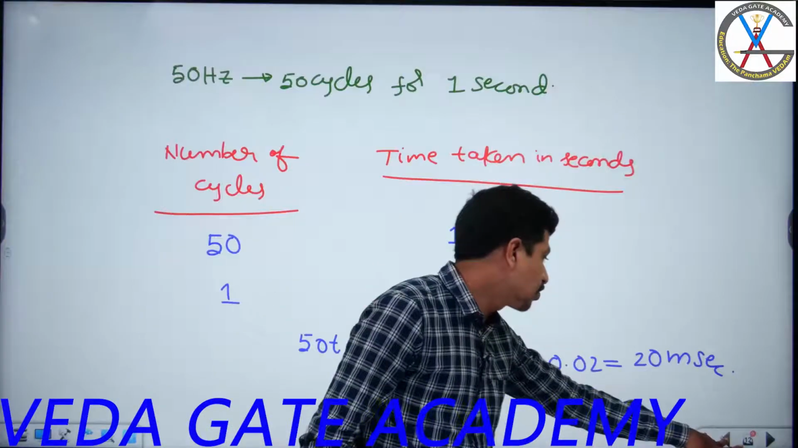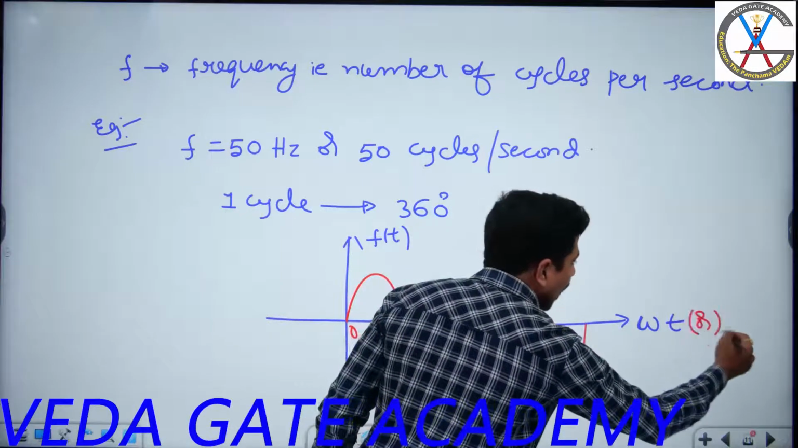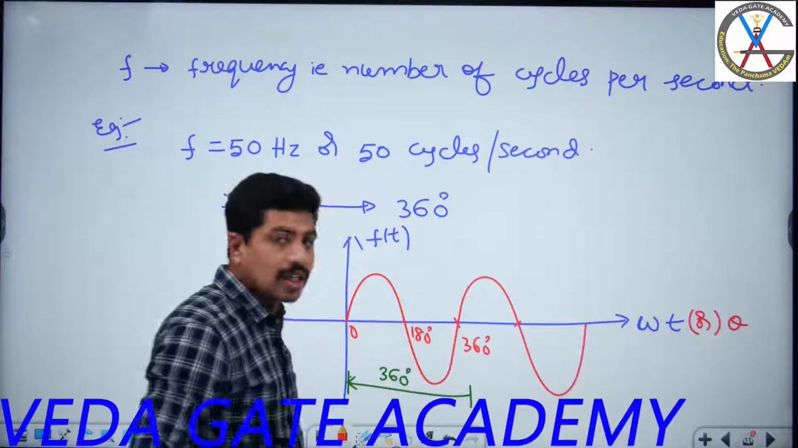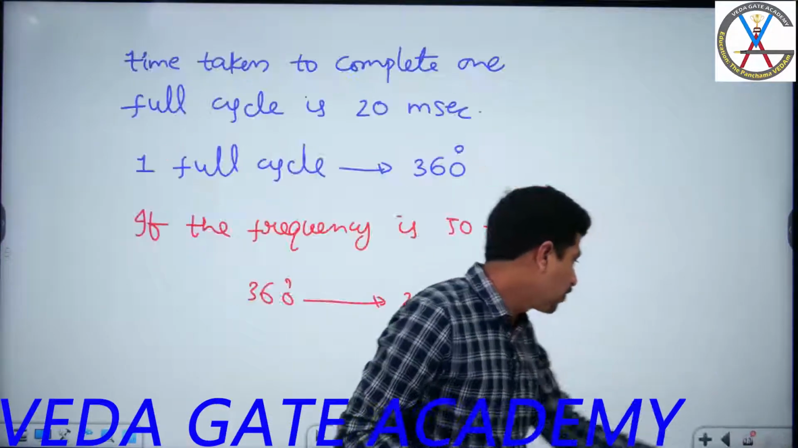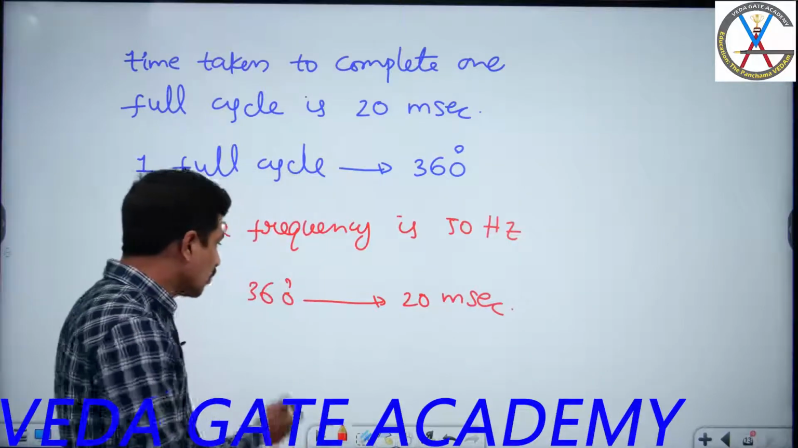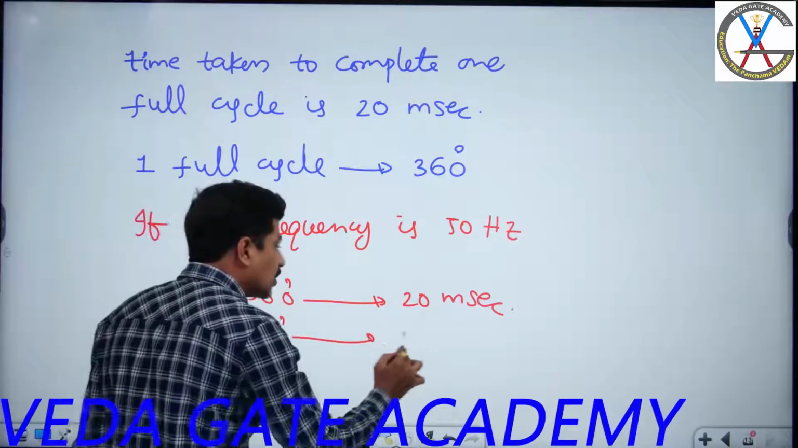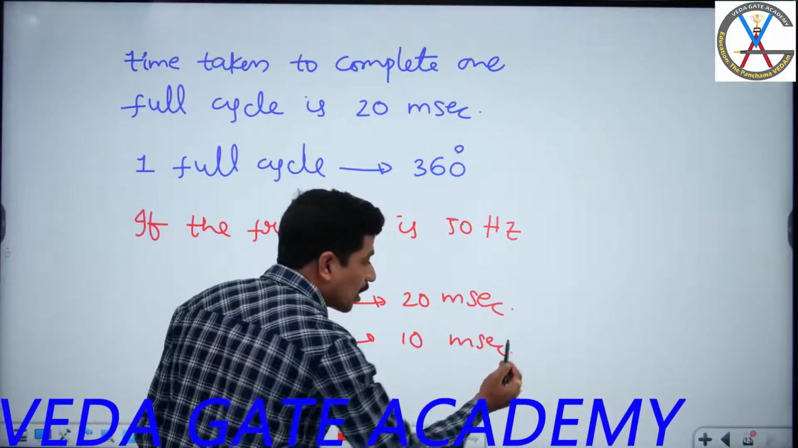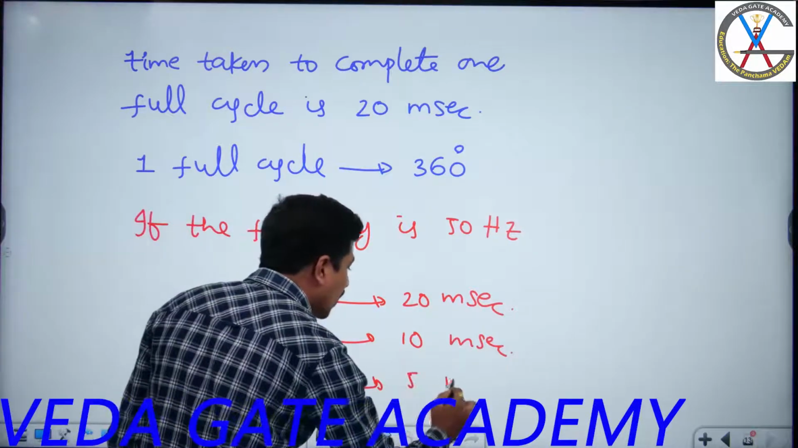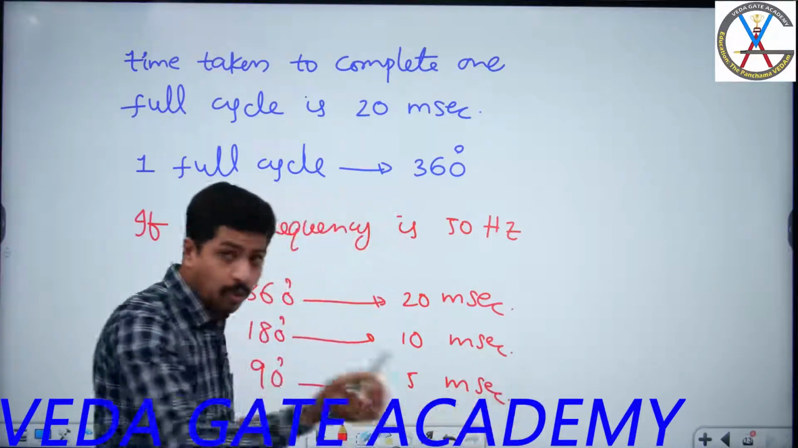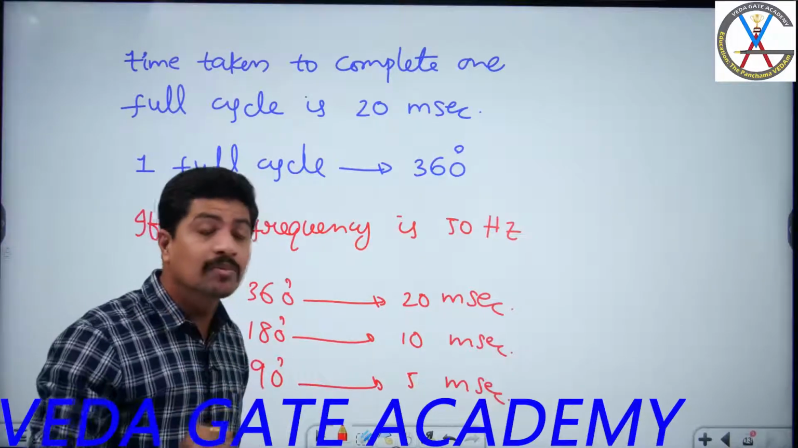I'll show you in the graph. Here we wrote omega t. Omega t means the angle theta. Suppose the same axis you are taking as t. I'll draw the waveform. 360 degrees means 20 milliseconds. 180 degrees means how many milliseconds? 10 milliseconds. 90 degrees, how many milliseconds? 5 milliseconds.